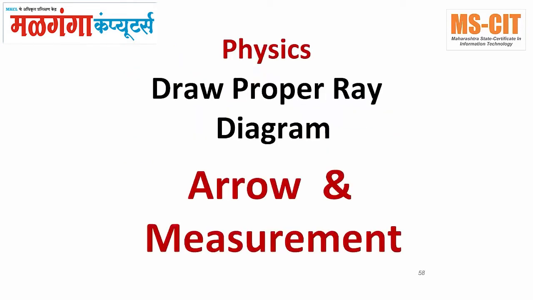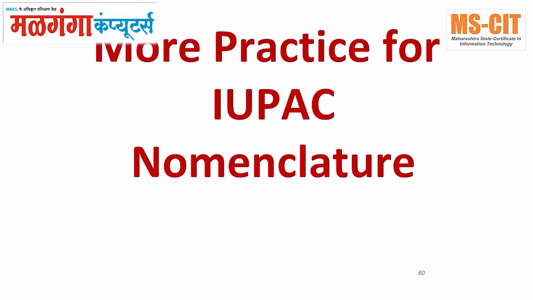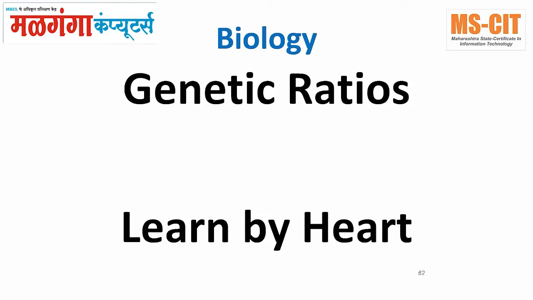In case of physics, draw a proper ray diagram; arrow and measurement are compulsory. Learn the valency chart properly. IUPAC nomenclature, more practice is required. Periodic table, groups and periods which are mentioned, you must learn them by heart. Biology, genetic ratios, learn them by heart.